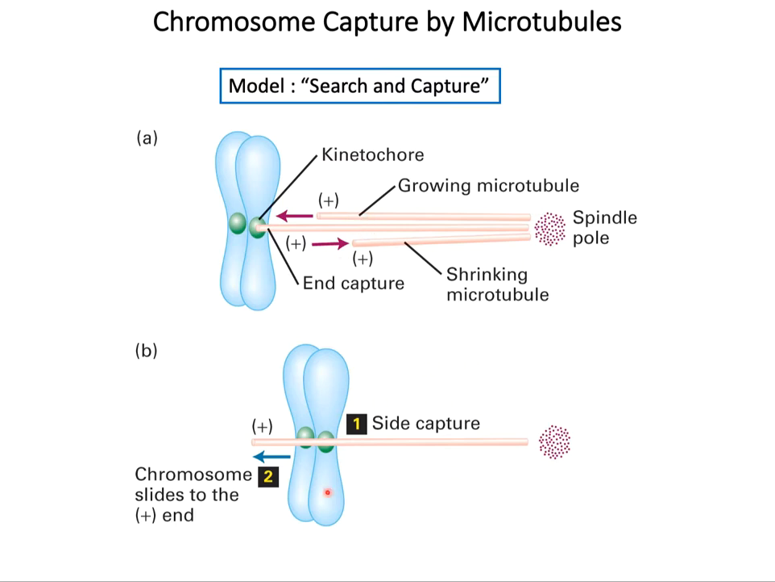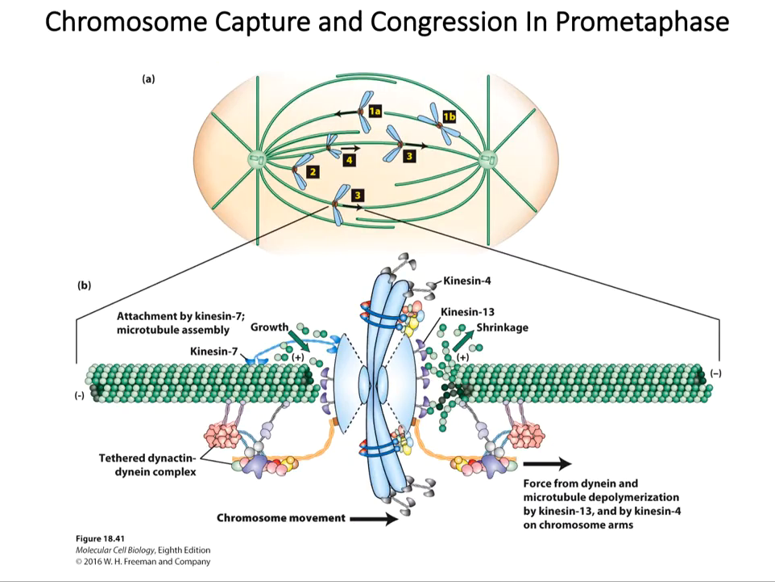And so the cell has another way to ensure that the chromosomes are captured. This is known as side capture. So what happens if you have a microtubule growing and it happens to miss the kinetochore region, so it doesn't bind to the kinetochore region? As it turns out, these kinetochore proteins can also interact with the side of the microtubules, and so it will capture the chromosome on the side of these microtubules, known as the side capture. And then eventually these chromosomes will migrate or slide towards the end of the microtubule with the help of the microtubule motor proteins that we are going to see next.